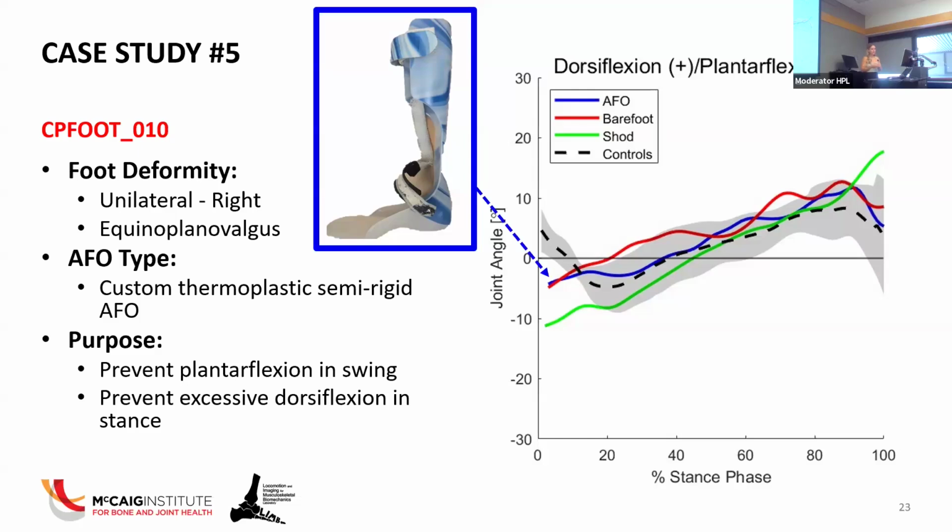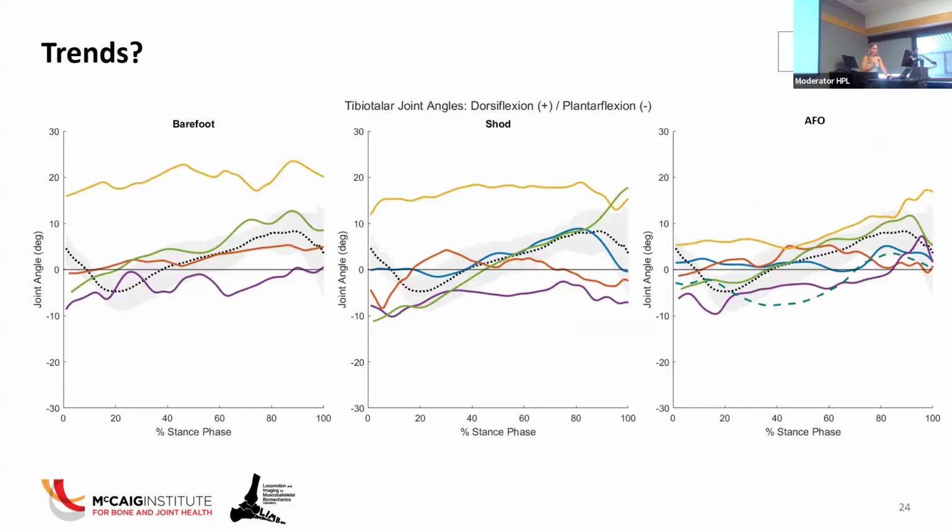Now, again, excessive may be a little bit of a subjective term, but when we're looking at it in terms of their own trials, what we're seeing is that this AFO brings that dorsiflexion down again more towards the typically developed controls compared to the barefoot, and is actually following along that trend line pretty nicely.